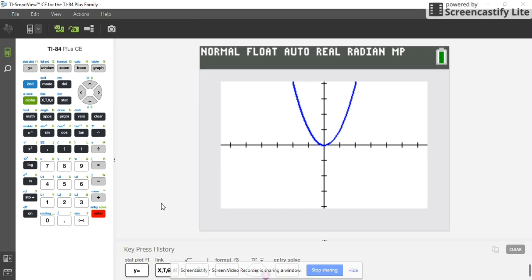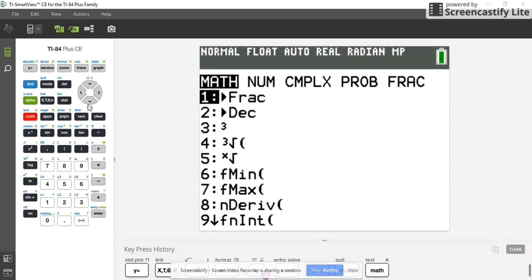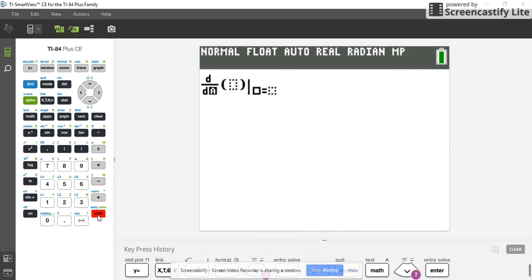Well, we can get the derivative of x squared at a particular value. Let's go back to the main screen. And again, we know that y1 is equal to x squared, and we're going to use that in a second. But if you hit the math button and we look down at option number 8, we see part of a familiar word there. We see nderiv, which stands for numerical derivative. And when you hit enter, you have this template which shows up on the graphing calculator screen.